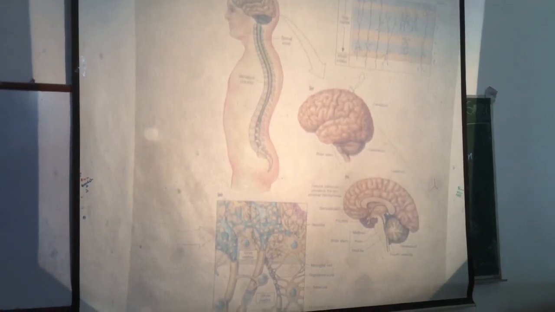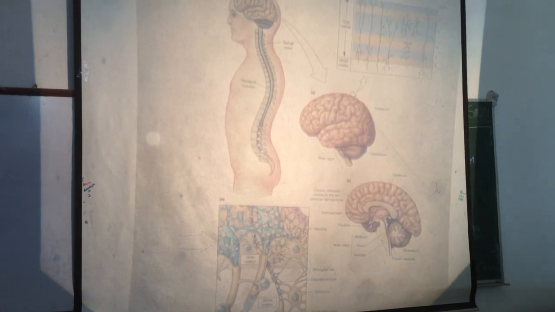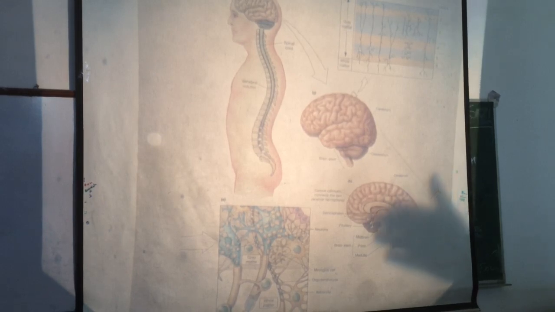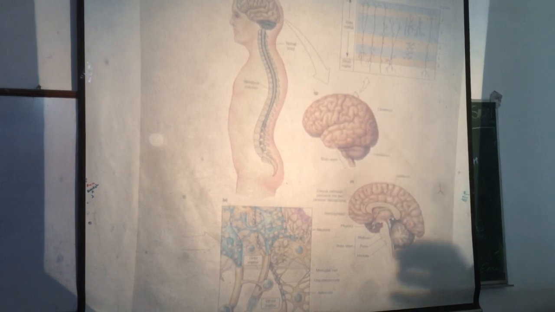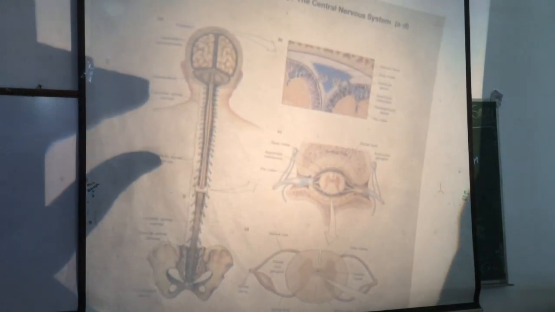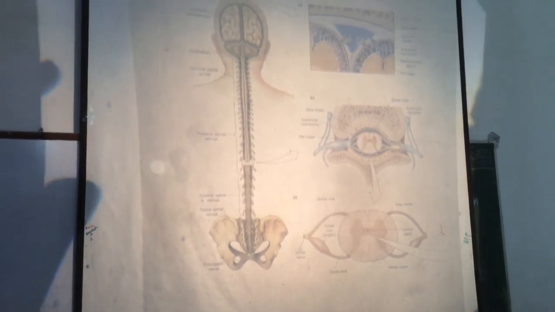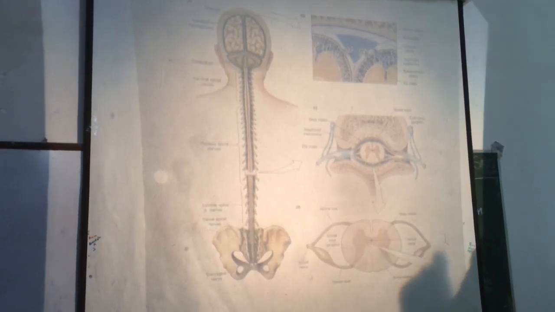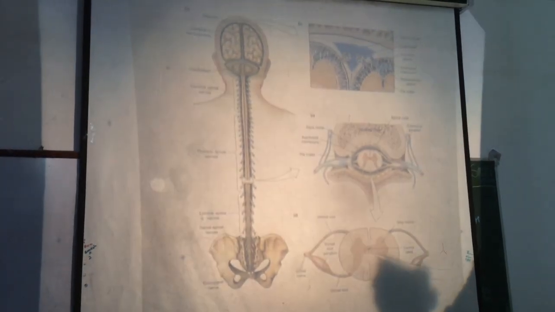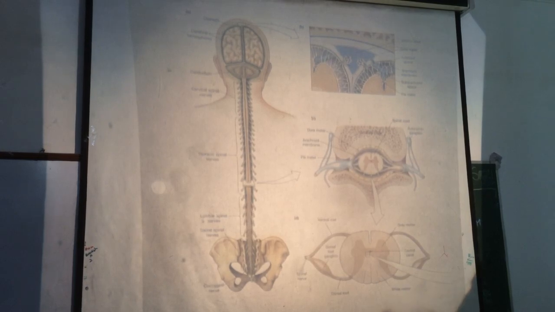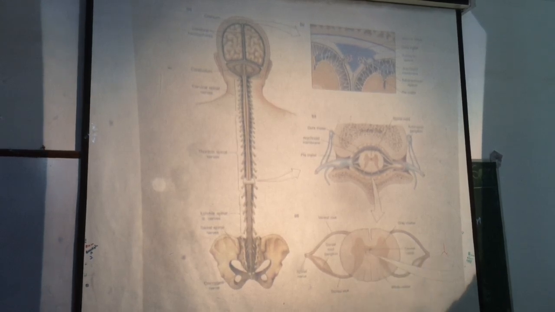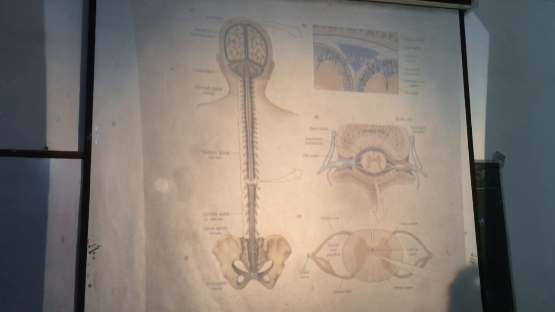This tapered part is called the conus medullaris, which is connected to a fibrous thread-like structure, the filum terminale. This filum terminale is attached to the back of the coccyx.